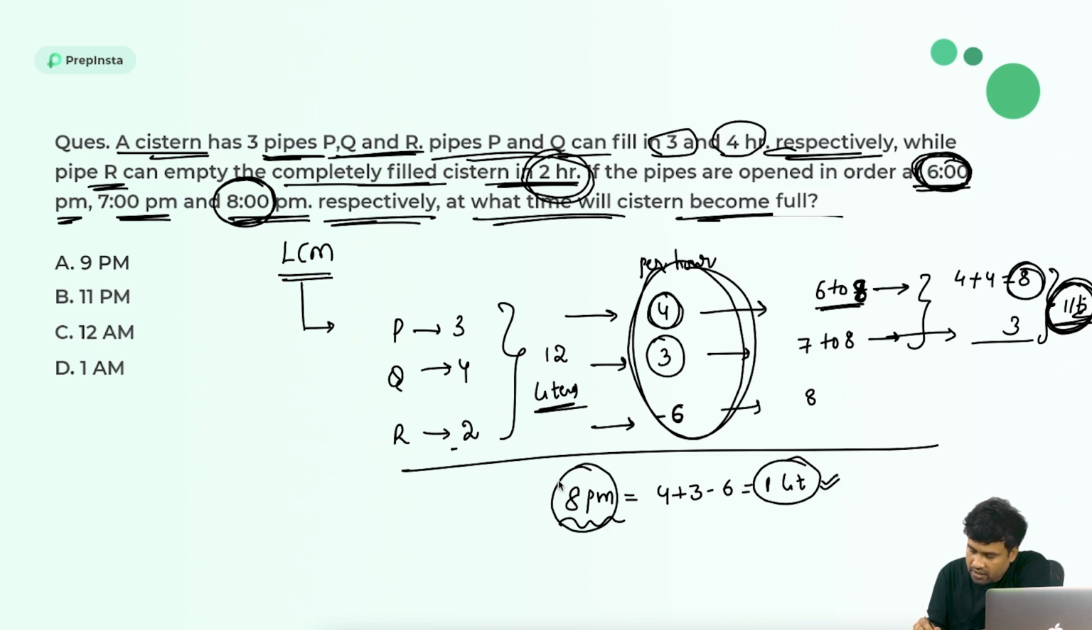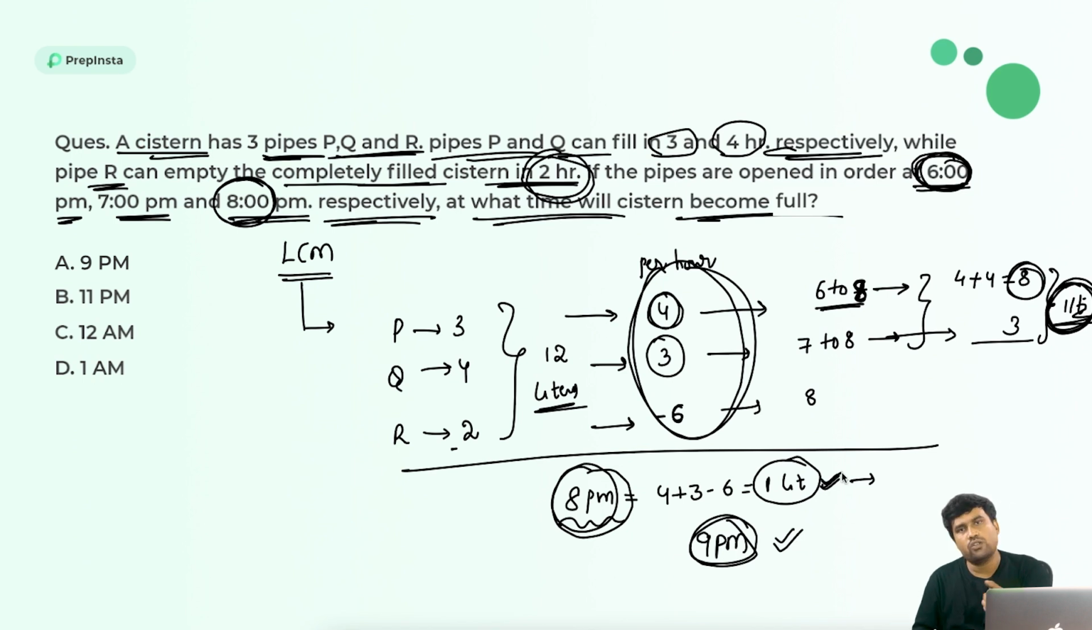So in 1 hour it will complete the total 1 liter. Which is nothing but at 9 p.m. the tank will be completely full. Why? Because working together they can fill 1 liter per 1 hour, and we are left with 1 liter. So in the next 1 hour the total tank will be filled. So option A is correct, 9 p.m.